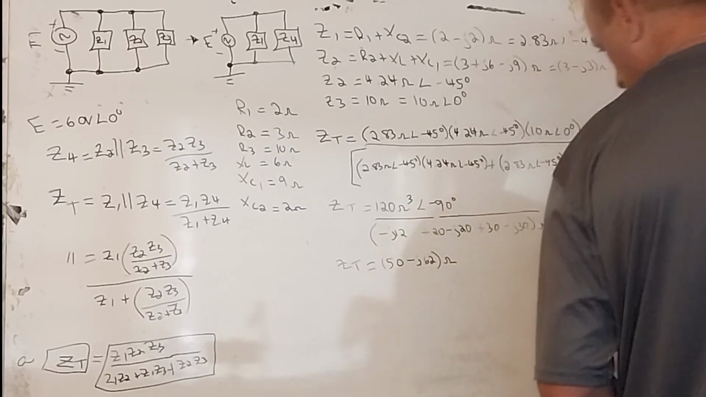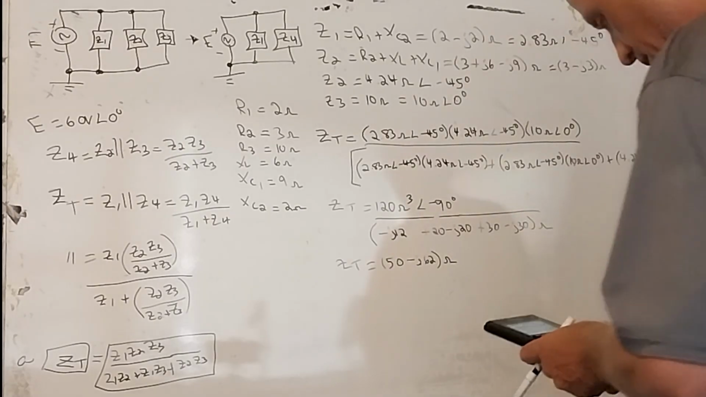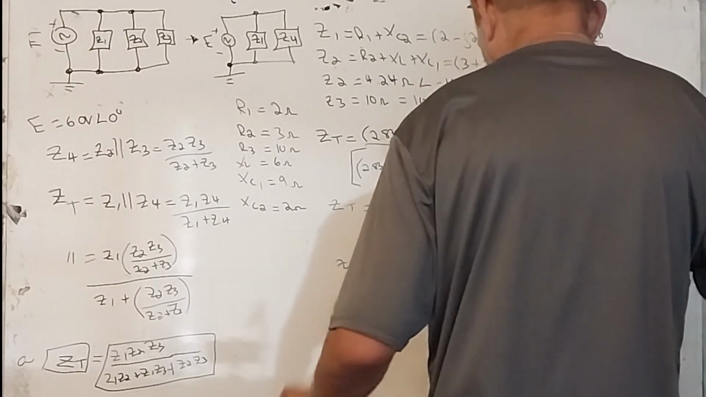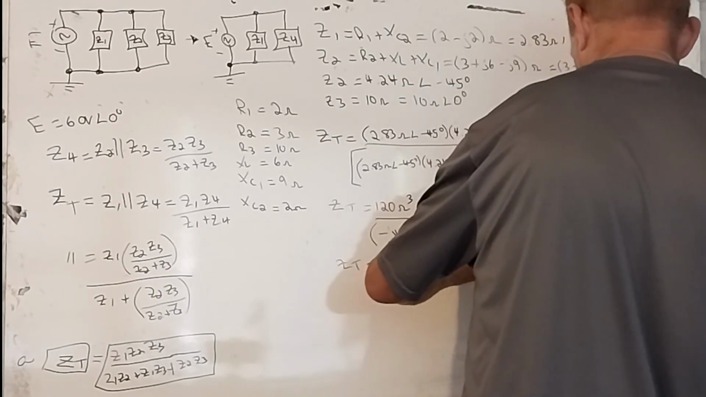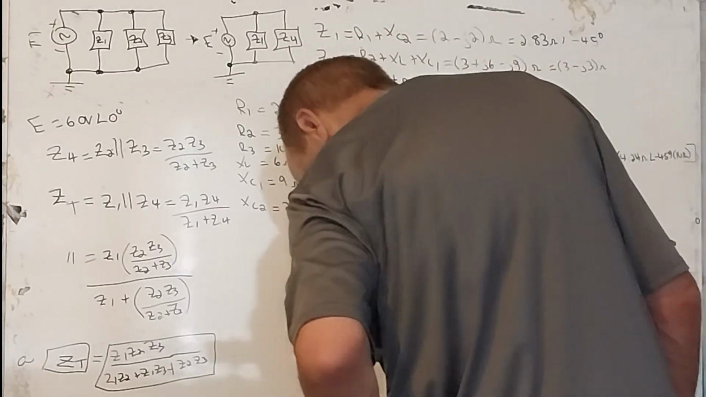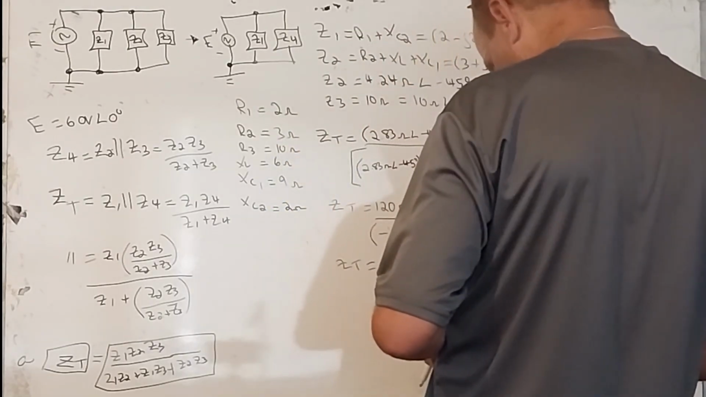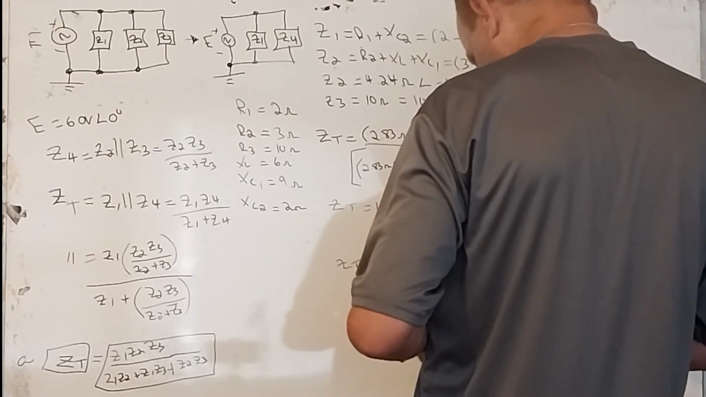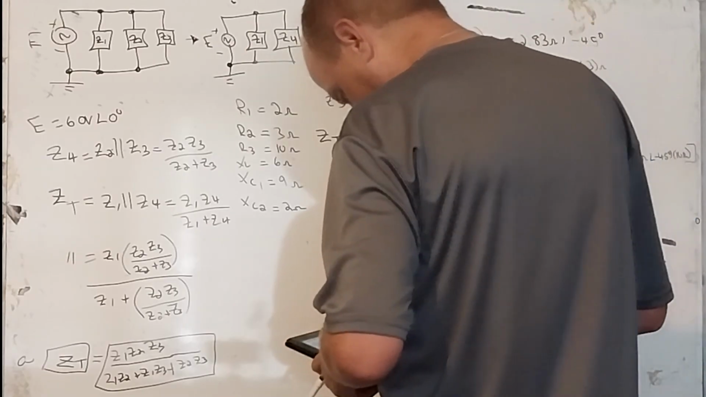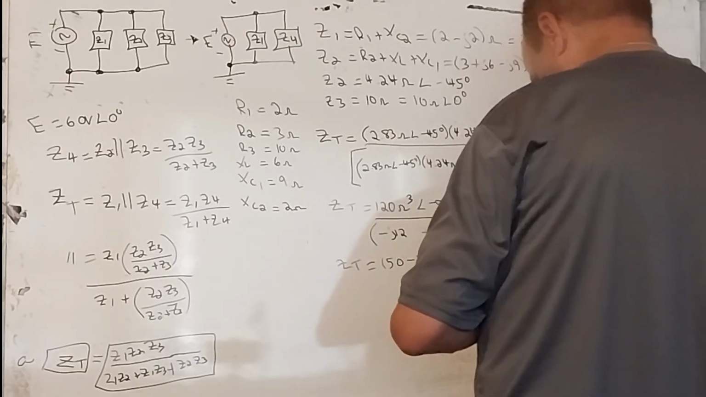So the denominator is 50 minus J62 ohms. Now the total impedance is from 50 squared plus 62 squared, and the magnitude is 79.64 ohms at an angle of the inverse tangent of negative 62 over 50. It's negative 51.1 degrees.